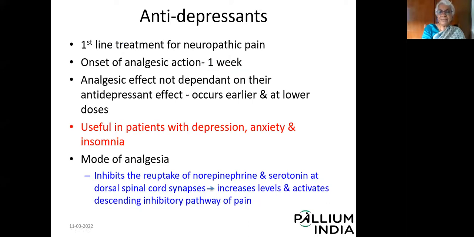Now coming to antidepressant drugs, this is again the first line treatment for neuropathic pain. The onset of action takes 1 to 2 weeks. And the analgesic effect is not dependent on the antidepressant effect. It occurs much earlier and at lower doses. For depression, you treat at much higher doses of these antidepressants. But because many cancer pain patients have depression, anxiety, and insomnia, they are very useful drugs to give in these patients. So how do they act? They inhibit the reuptake of norepinephrine and serotonin at the dorsal spinal synapses, and thus it activates the descending inhibitory pathway of pain.